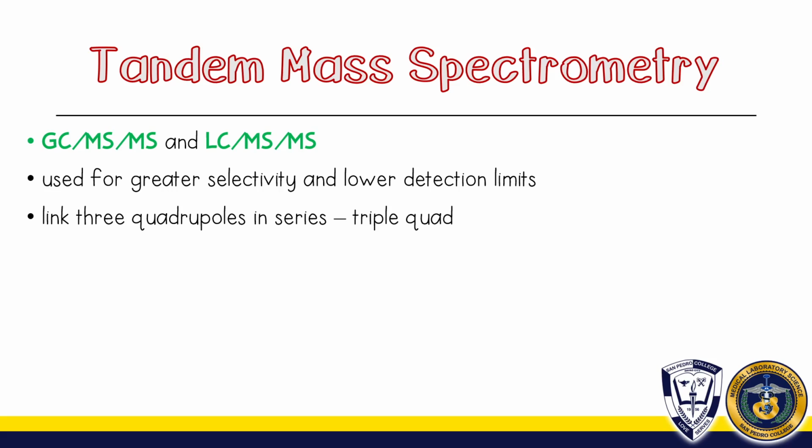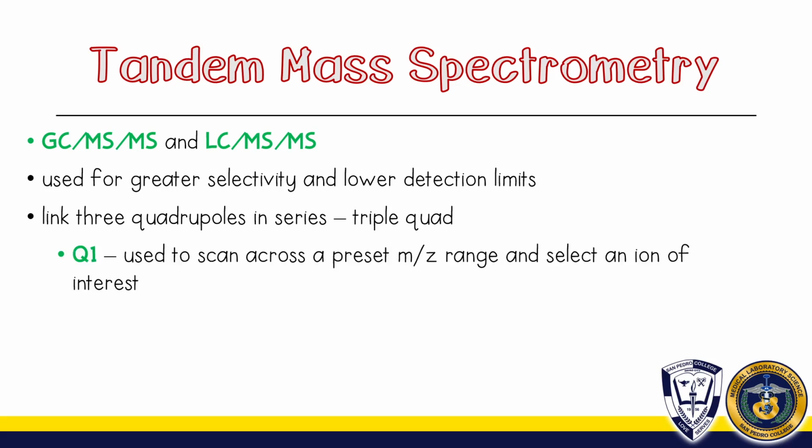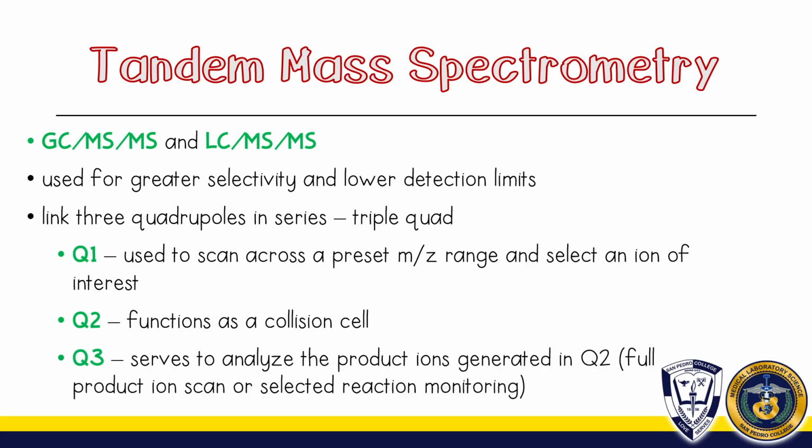The first quadrupole is used to scan across a preset of m/z range and select an ion of interest. The second quadrupole functions as a collision cell, and the third quadrupole serves to analyze the product ions generated in your quadrupole 2. So product ion scan or selected reaction monitoring is being done.